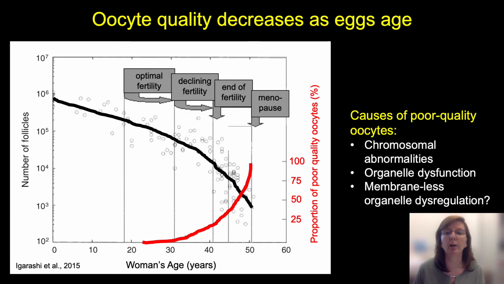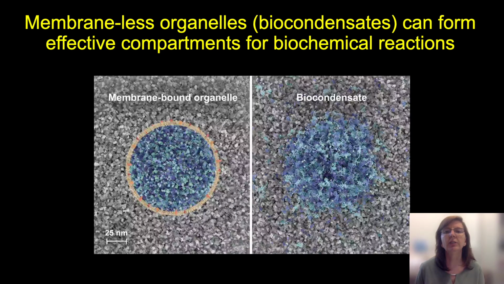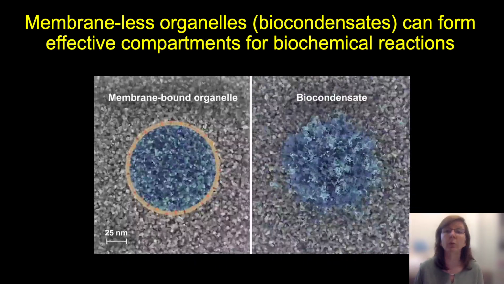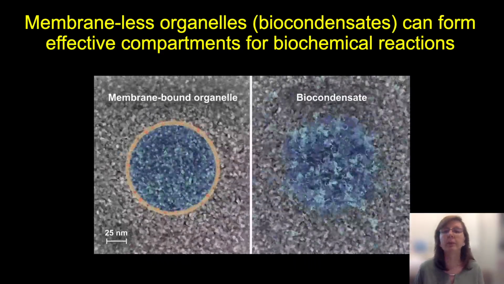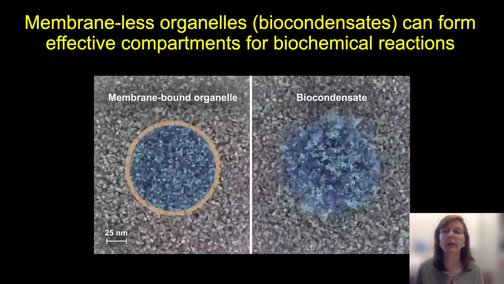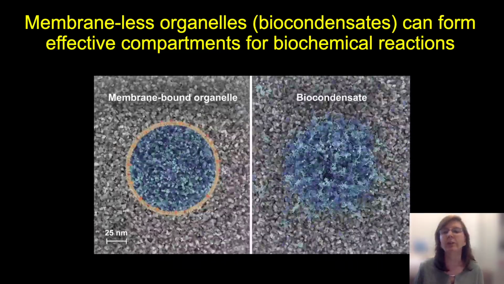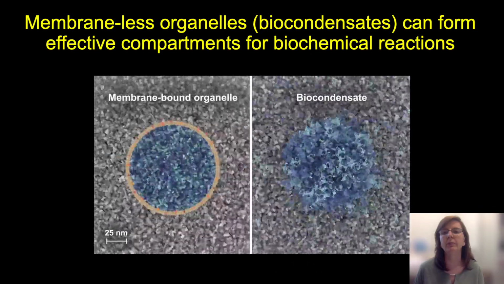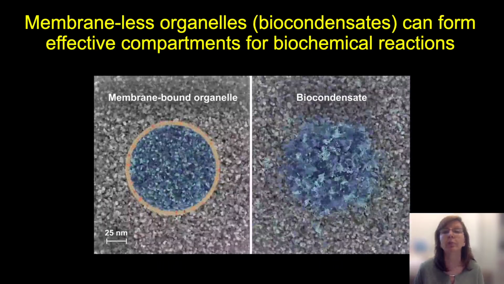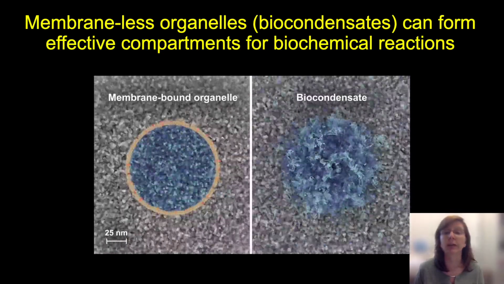And today I want to introduce our hypothesis that dysregulation of membrane-less organelles may contribute to reduced oocyte quality. To consider this hypothesis, we need to first define what is meant by membrane-less organelles. So in contrast to membrane-bound organelles shown on the left, where a membrane provides a compartment boundary by which cells can organize their contents, membrane-less organelles, which are also called biocondensates, are able to form effective compartments via a process called phase separation. This process can generate spatiotemporal control over diffusion-limited biochemical reactions.